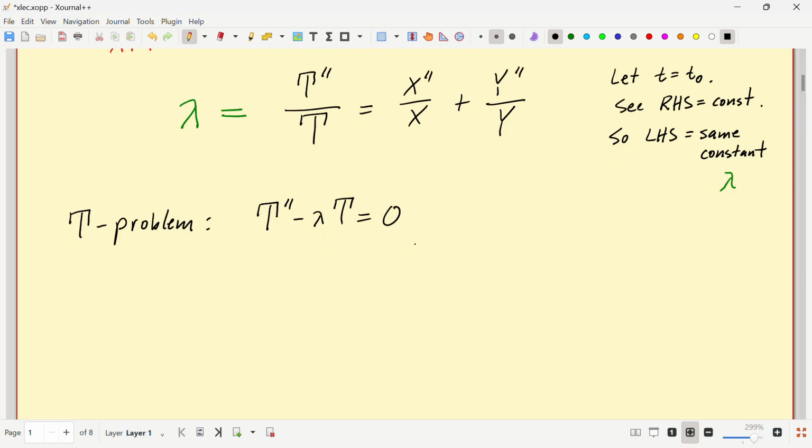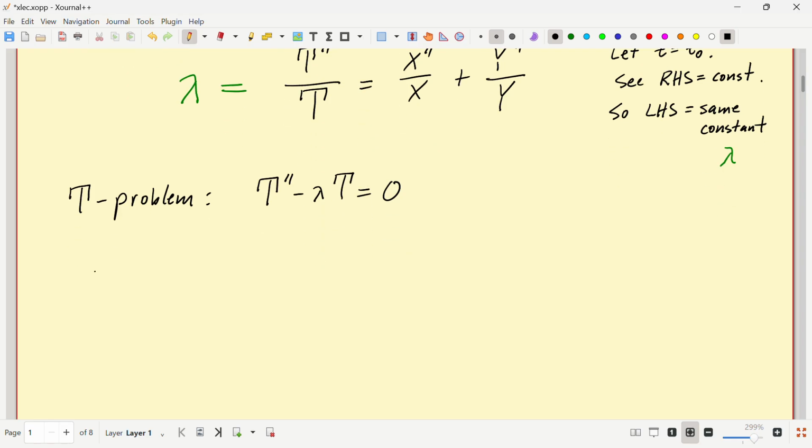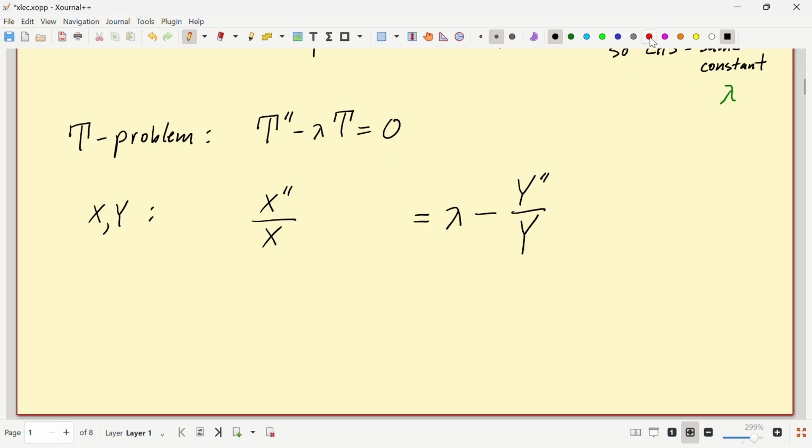And now let's think about the X and the Y problem. That's kind of a weird situation. We have X double prime over X plus Y double prime over Y equals lambda. So I purposely left a big space there because I'm going to put this thing on the other side, minus Y double prime over Y. And now we see I've got a function of x equal to a function of y.